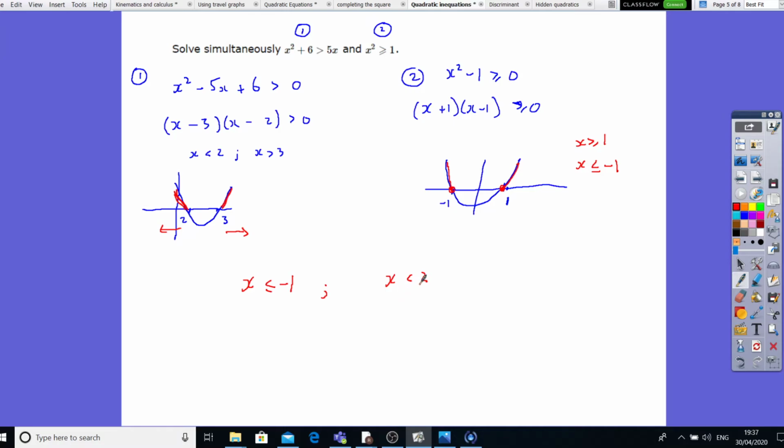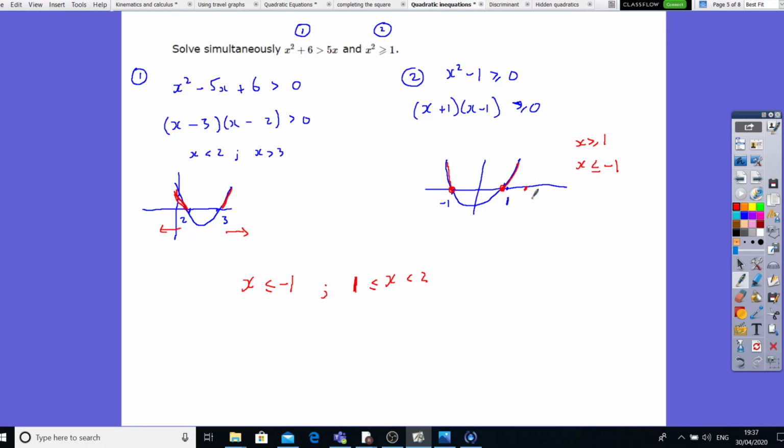So it goes less than 2. But it's got less than 2, but it's going to be greater than or equal to 1. So it can be greater than or equal to 1. So that will also satisfy any number which is greater than 1 and it's less than 2. 2 is about here.